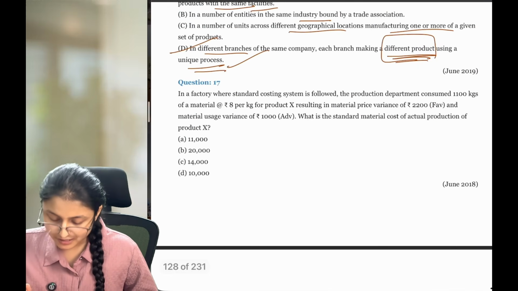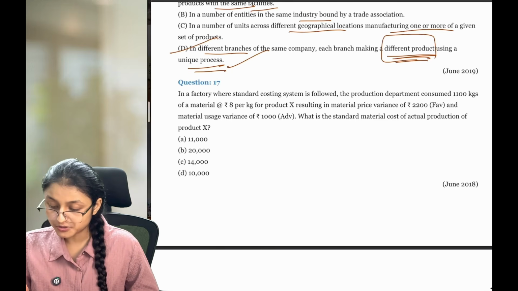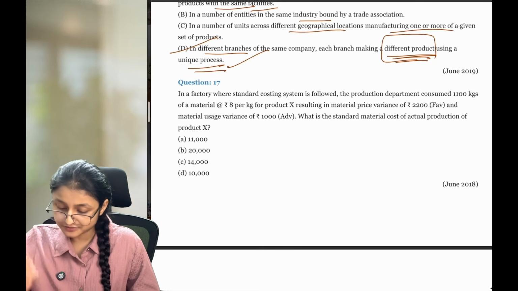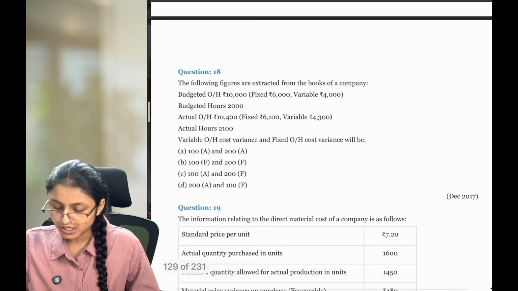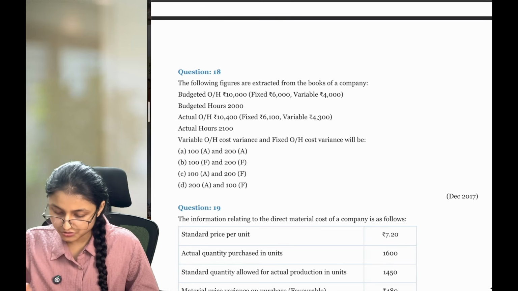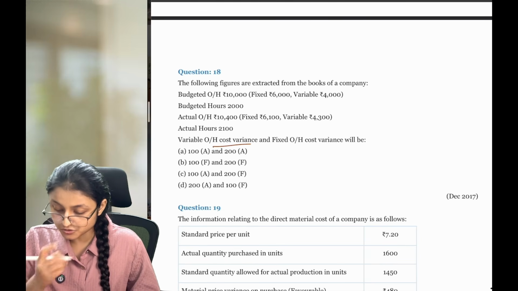Okay. Next, in a factory where standard costing is followed, the production department consumed 1100. Now, this question is exactly similar as we have seen previously. Hence, answer will be 10,000. Okay. Next, the following figures are extracted from the books of a company. You need to calculate variable overhead cost variance and fixed overhead cost variance.